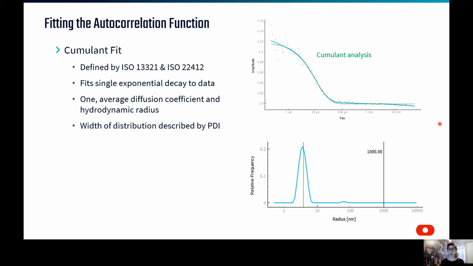The cumulative fit to the raw data is shown on the top right. So the raw data is in gray and the cumulative fit is overlaid by the green curve. The average hydrodynamic radius is indicated in the size distribution plot on the bottom right by this green line here. And the cumulative fit also looks at the width of the distribution for the entire sample volume to provide information on the homogeneity of the particles described by the polydispersity index, or PDI.